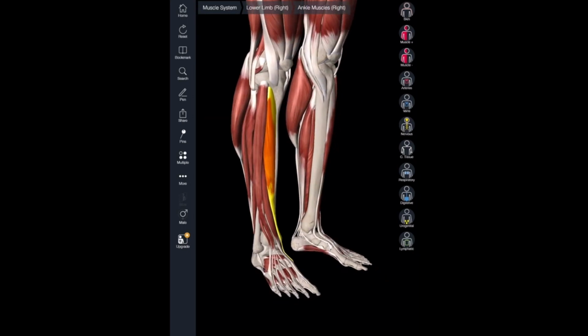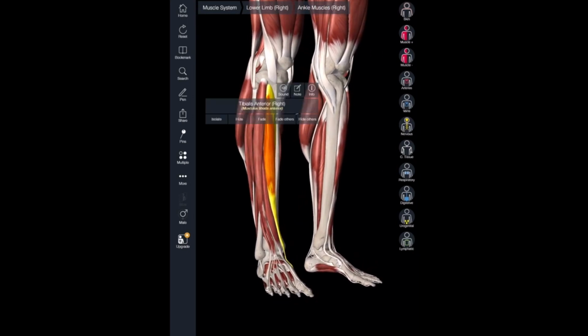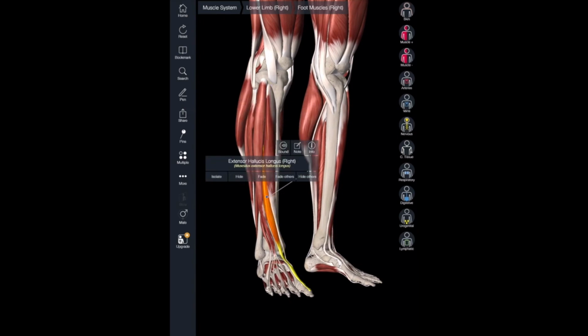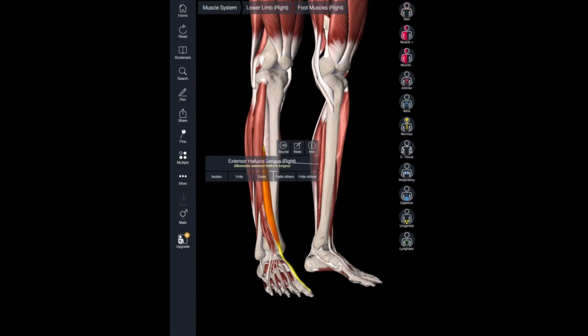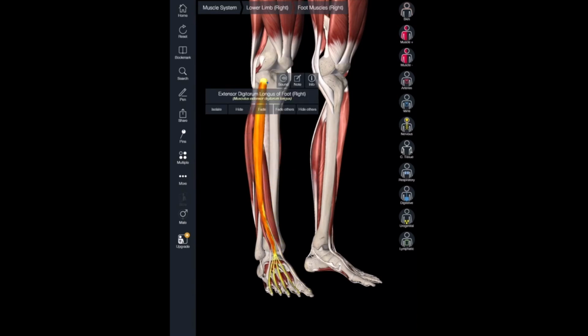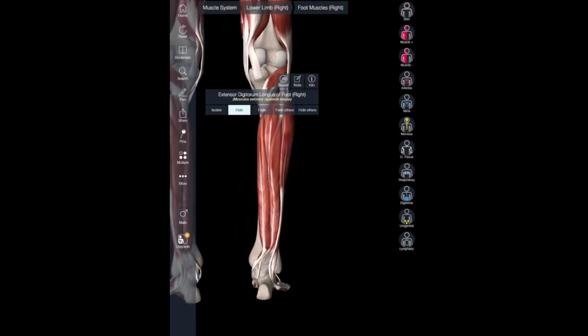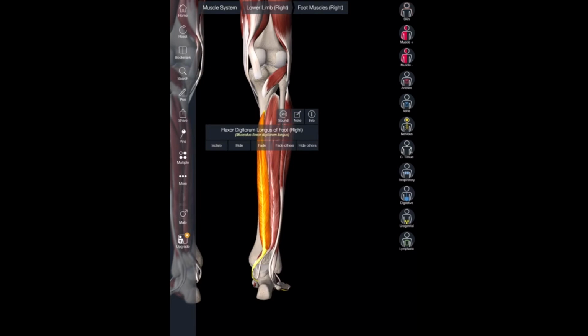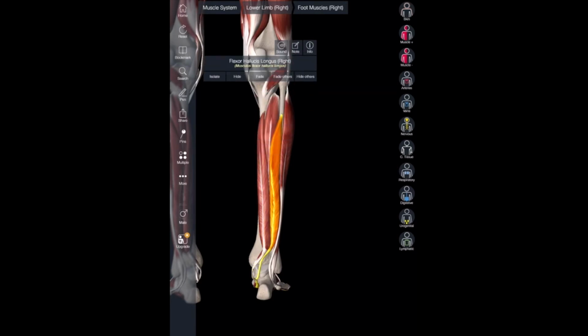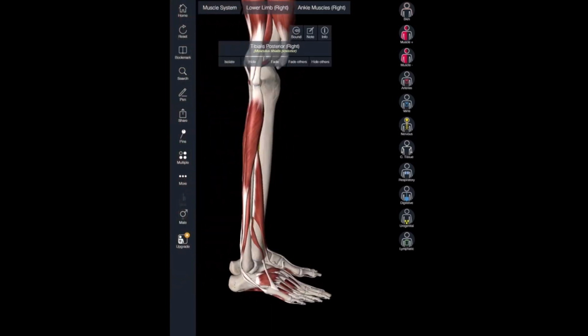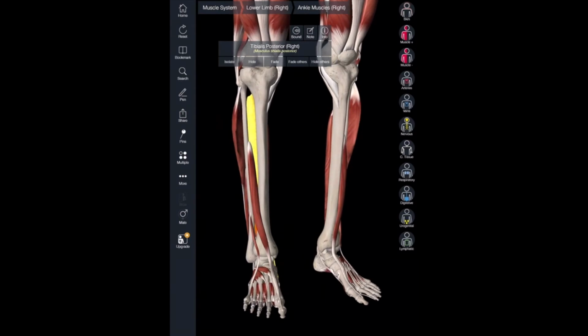What else? And then deeper muscles in through here, we have extensor hallucis longus, we have extensor digitorum longus, we have flexor digitorum longus, and flexor hallucis longus, and let's not forget tibialis posterior. I'm not going to ask you deep muscles or intrinsic muscles of the foot.